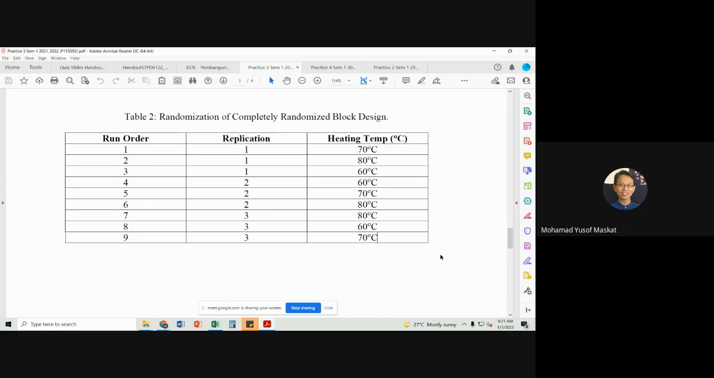Prof, I have two questions actually. Before this, you said that replication, for the banana example, the first replication is taken from January, the second replication mid of year, and the last replication end of year. So for each replication, do we still need to do triplicates, or are those three replications enough already?